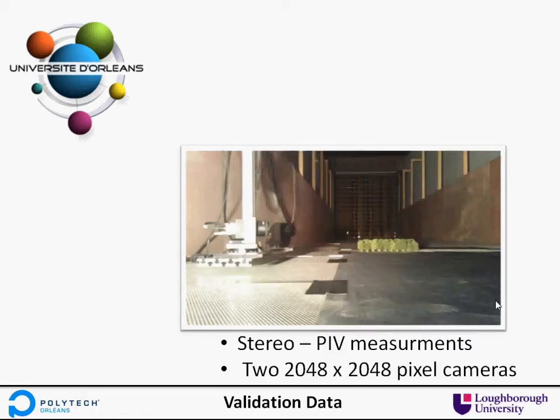You can see at the back here, we've got a turbulence grid. So this is generating the atmospheric turbulence. Down the bottom, you can just about see the Irwin spires, and there's a rough metallic floor. So all these things are generating an atmospheric boundary layer, a simulation of an atmospheric boundary layer.